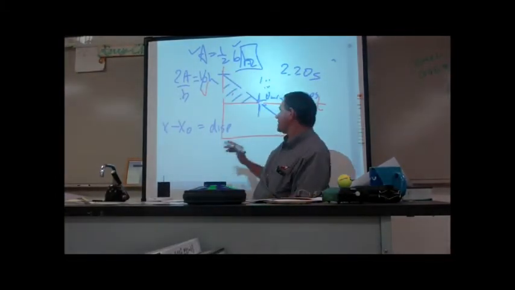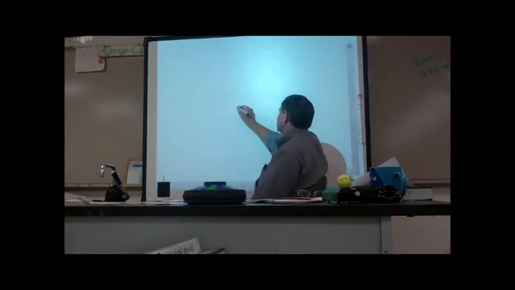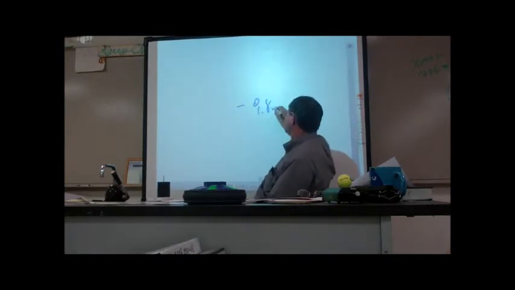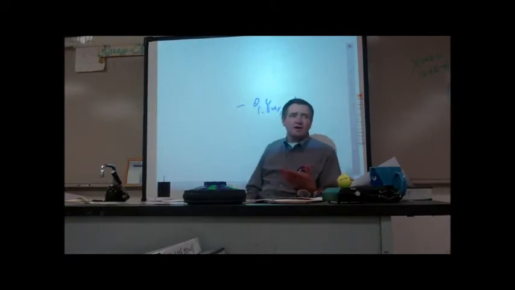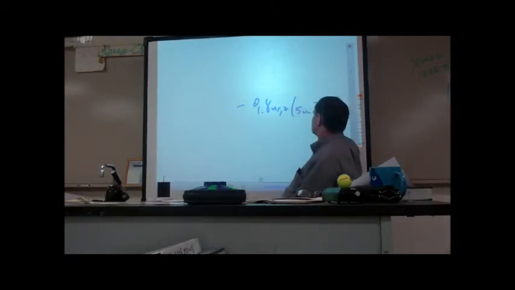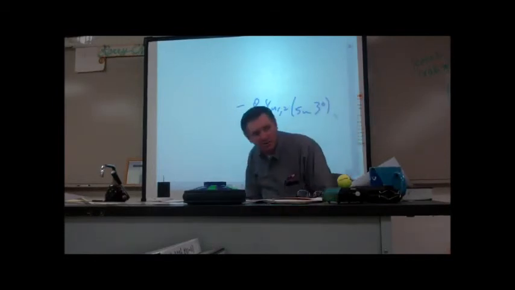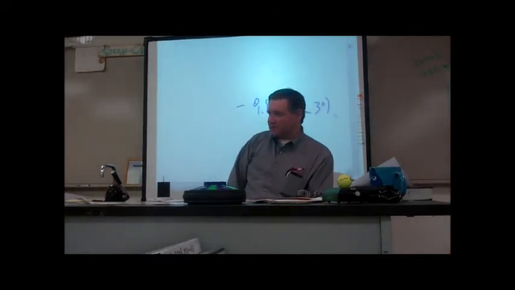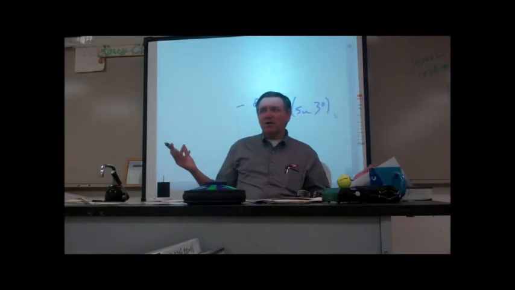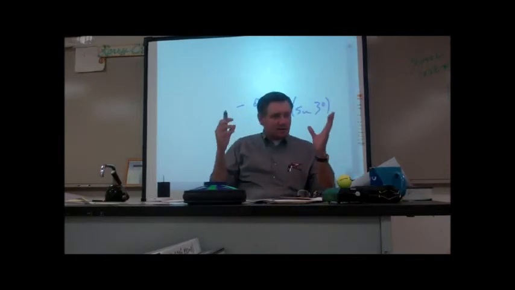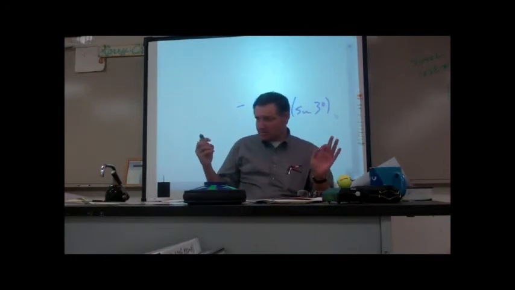So you're going to take negative 9.8 meters per second squared times the sine of whatever angle that you have. Let's say your angle is 3 degrees. So you can take the sine of 3 degrees and you're going to multiply it by negative 9.8 meters per second squared. That's all you have to do. This is going to give you a theoretical acceleration.